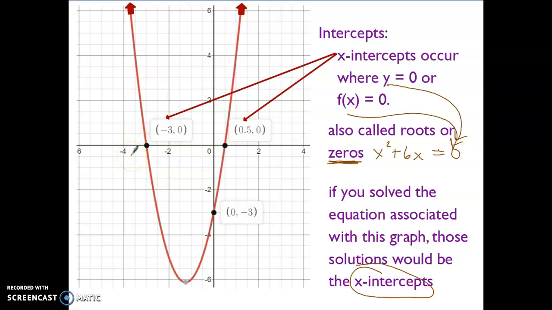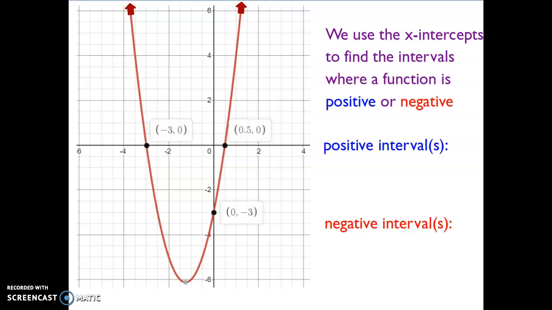So some books, some teachers will have you write those as points. Some will just have you write them as numbers. I believe that Delta Math just asks you to write like negative 3, comma, 1/2 or 0.5, and you just type in the x values of the points.